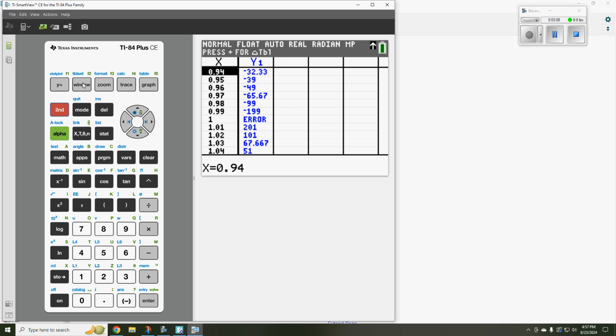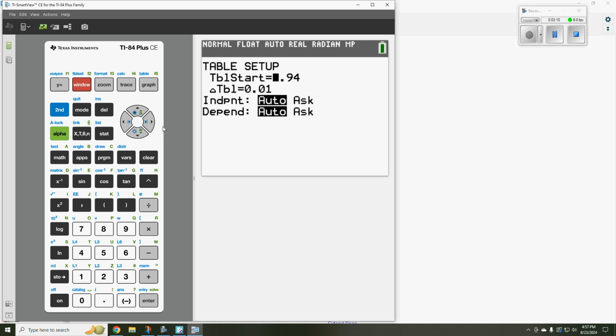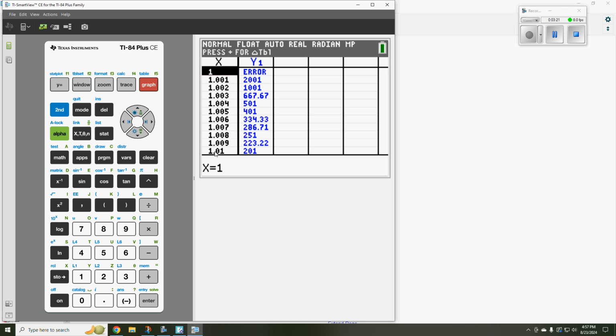-199 isn't that big of a number, but if I wanted to see what it would be if it's even smaller, I'm going to start it at 1, and I'm going to make my delta table 0.001, and I'm going to go second table, and I can see as I'm approaching 1 from the negative side, it's starting to get really big.